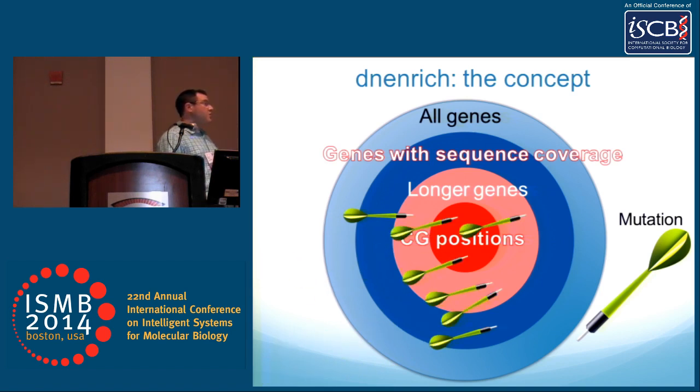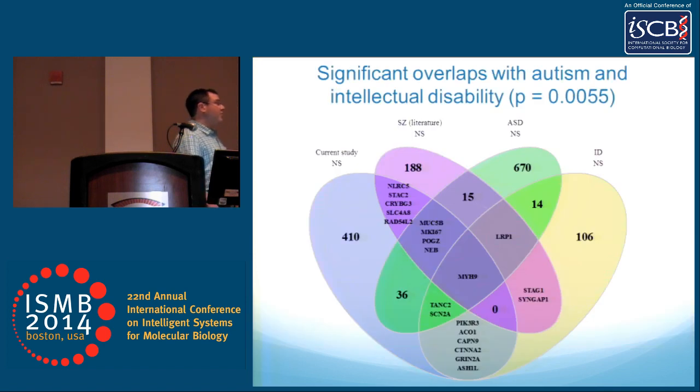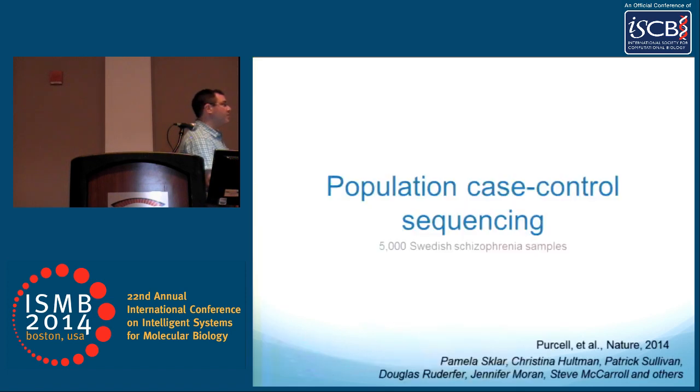So we throw the darts at the genome, and then we can ask, do the darts hit particular genes or gene sets in the observed data? So does it hit the genes in the particular gene set more or less than we observed in practice? And we actually can say that there's enrichment in candidate genes, including these postsynaptic density genes, using this framework. Another example of what we do is we also look at overlap with autism and intellectual disability, and we also see that there's significant overlap. And I'm going to skip those examples.